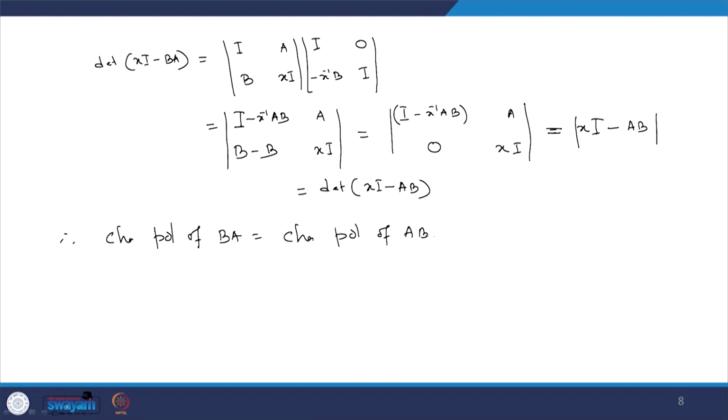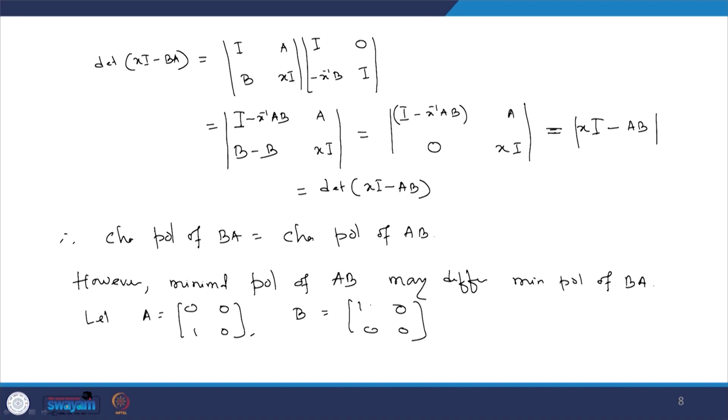But what about the minimal polynomials? For the minimal polynomial case it is not true, and we can cite one example. However, the minimal polynomial of AB may differ from the minimal polynomial of BA. Let me take this example: A equal to [0 0; 1 0] and B equal to [1 0; 0 0].